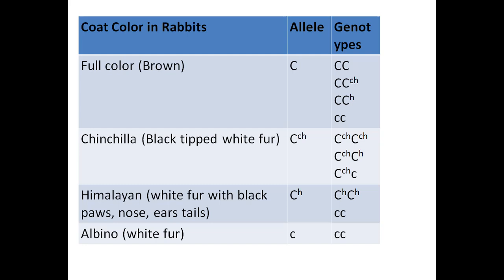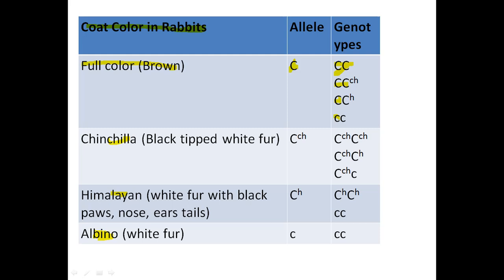The third example is about coat color in rabbits. In rabbits, one of the coat colors is brown. Brown is dominant over chinchilla, chinchilla is dominant over Himalayan, and Himalayan is dominant over albino. It is represented by capital C. So capital C will be dominant over all. Wherever capital C is there, whether homozygous or heterozygous, the phenotype will be full color, that is, brown color.